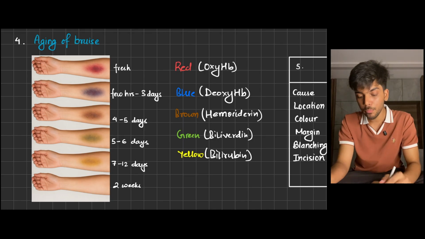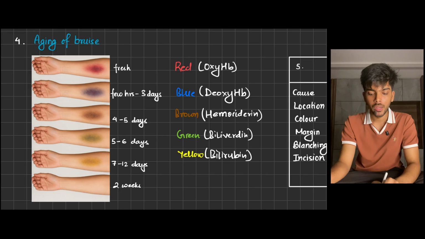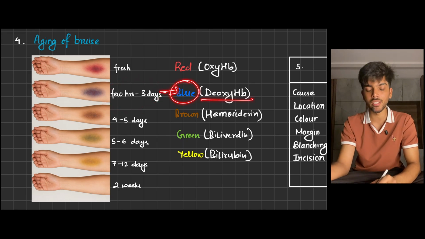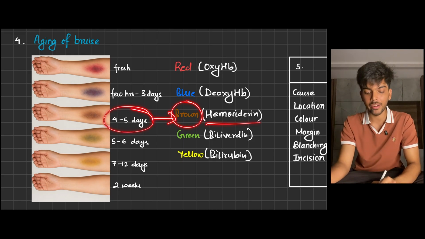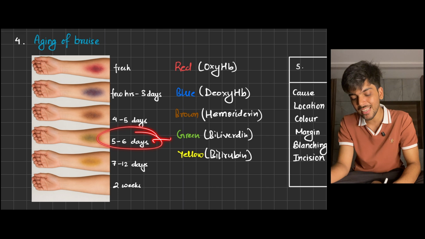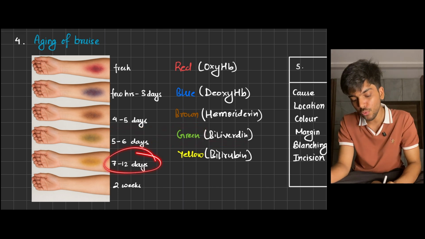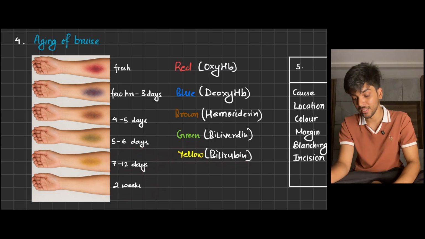So, when the bruise is fresh, it's red in color due to oxygenated hemoglobin. When it's few hours to 3 days old, it's blue in color due to deoxygenated hemoglobin. When it is 4 to 5 days old, it is brown due to hemosiderin. And when it is 5 to 6 days old, it is green due to biliverdin or hematoidin. When it is 7 to 12 days old, it is yellow due to bilirubin. And by 2 weeks, it heals up.